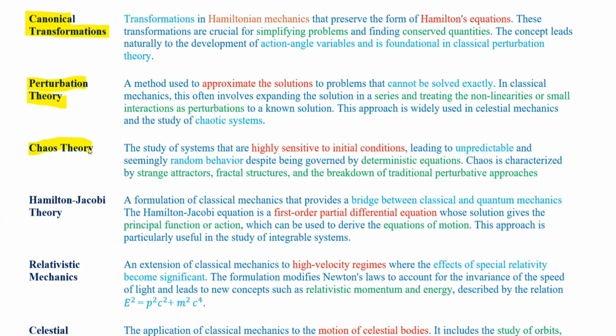Next, the chaos theory. The study of systems that are highly sensitive to initial conditions, leading to unpredictable behavior. Despite deterministic equations, chaos is marked by strange attractors, fractal structures, and the breakdown of traditional perturbative methods.